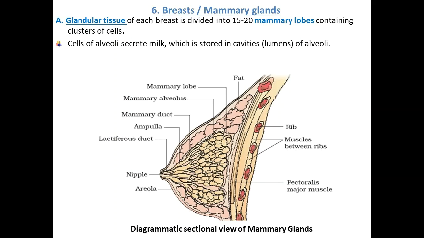That is alveoli. It means in the alveoli the temporary storage for the milk takes place. It is after the birth of the baby only that the milk release starts under the control of the hormones. That we will take up at the end of this chapter, not in this video, in this lecture.